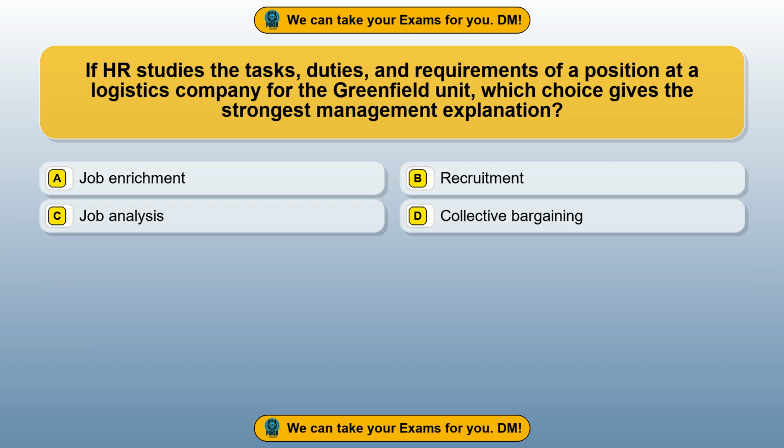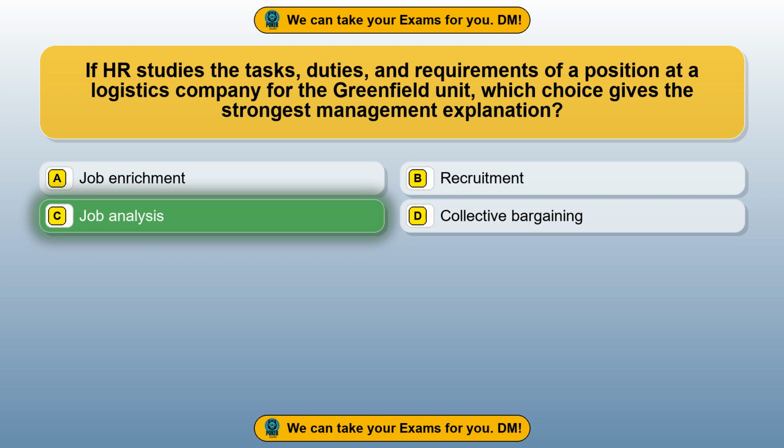Question 25. If HR studies the tasks, duties, and requirements of a position at a logistics company for the Greenfield unit, which choice gives the strongest management explanation? Option A, job enrichment. Option B, recruitment. Option C, job analysis. Option D, collective bargaining. The correct answer is option C, job analysis.